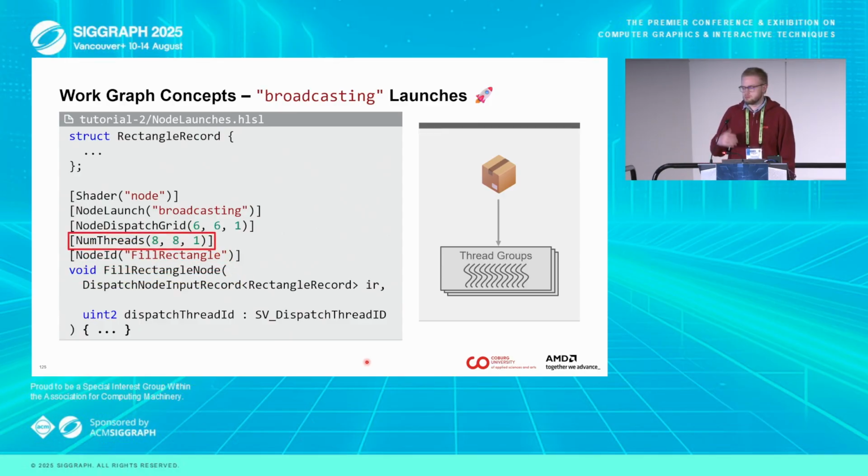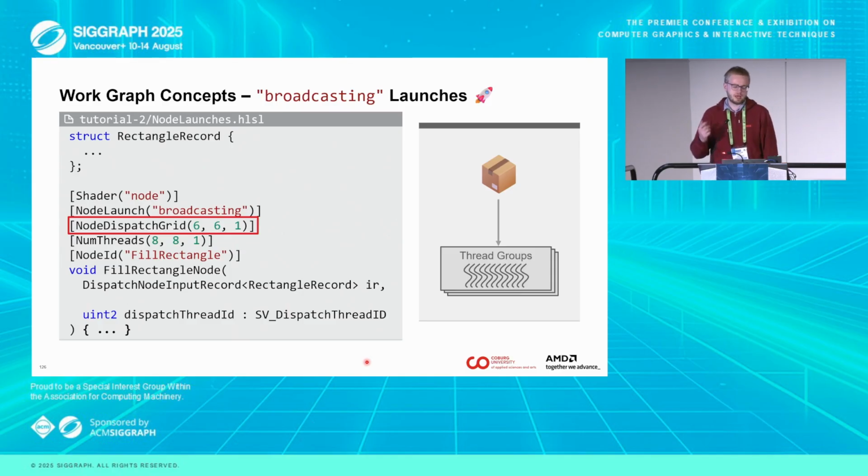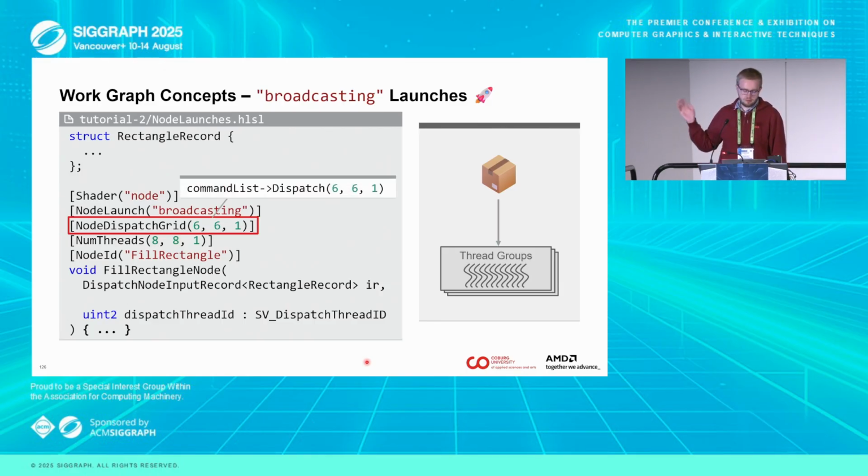All right, and now we do the stuff that you're used to with compute shaders. We declare the size of a group. So here we get an 8x8 grid of threads. And what is new here, up here we declare the size of the grid of groups. So in total, when we launch this node, we will get a grid of 6x6 groups of 8x8 threads. So this is equivalent basically to how this would look like with a compute shader.